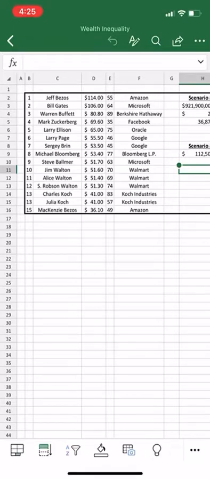Zuckerberg, Jewish, Synagogue of Satan. Larry Ellison, L is 3, E is 3, so we have 33. Bloomberg, again 32, like Warren Buffett. M, if you twist it, is a 3. B is the second letter in the alphabet. 3 times 2 is 6. Waltons, if you look at the word Walmart and flip it, it's martial law. Charles Koch, CK, K is 11, C is 3, so 3 times 11 is 33. And Mackenzie Bezos, again, is 32. M and B is 32. 3 times 2 is 6.